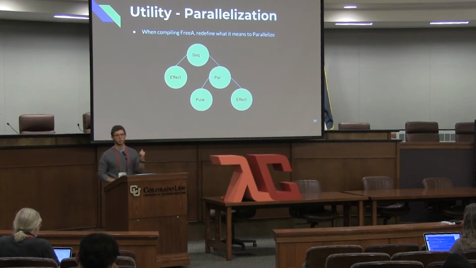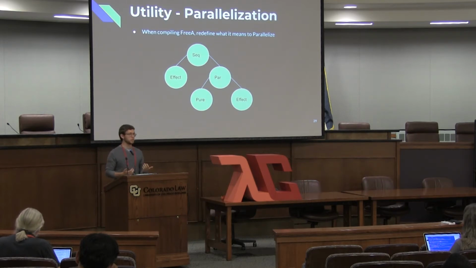So another place where the structure becomes really useful is when we want to know what parallelization means. In this case, we're going to bring up our tree from before. And we have one piece here that says parallelize some pure piece with some effectful piece. Well, in your compilation step, you can radically redefine what it means to be parallel. So here, it might mean that you're going to just have 2 different green threads that are running different things, but you have total control over that when you compile your arrow.